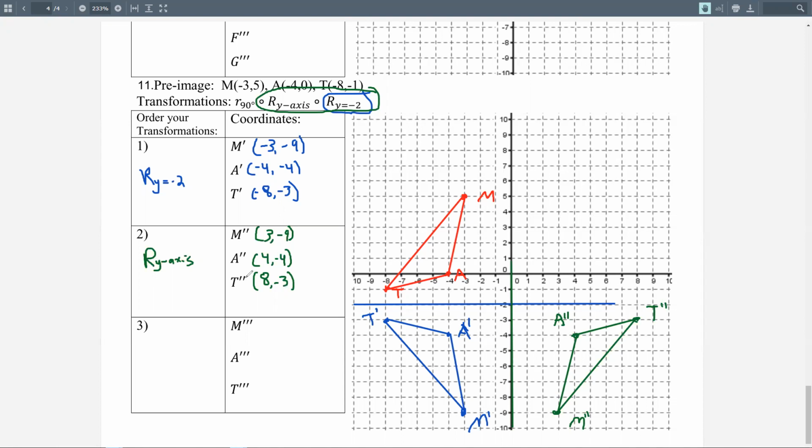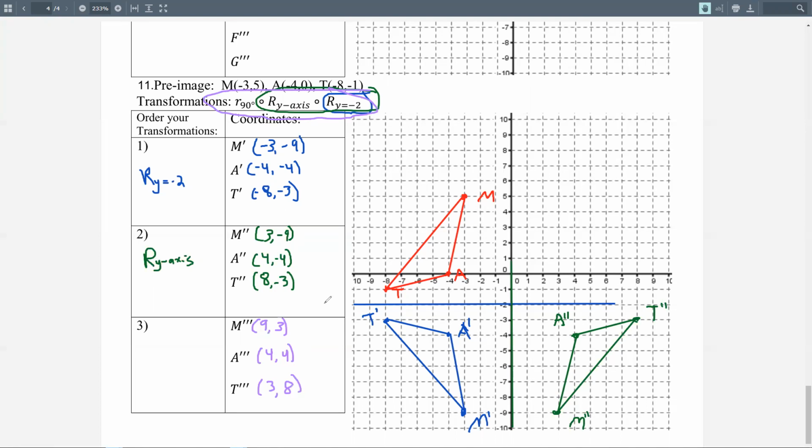Okay, and then the last thing here is our 90-degree rotation. So we're rotating the reflected image this time. So first thing for 90-degree rotation is flip the coordinates. So 3, 9 is going to become 9, 3. 4, 4 is going to still be 4, 4. And then 8, 3 is going to become 3, 8.